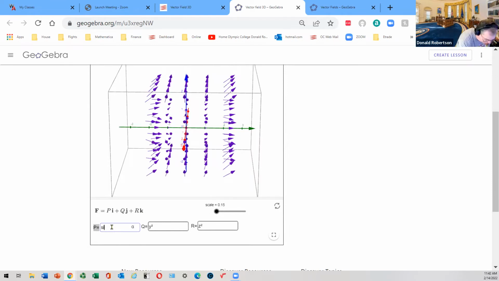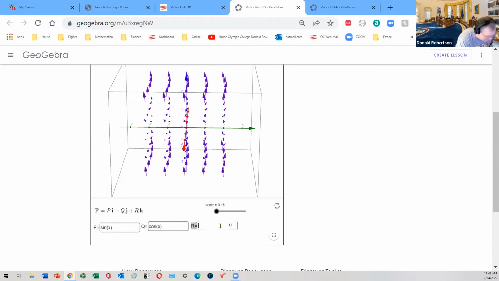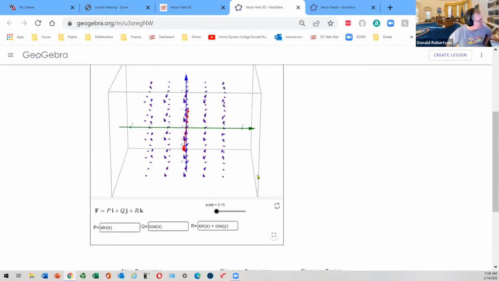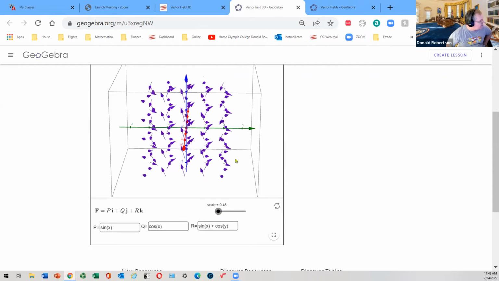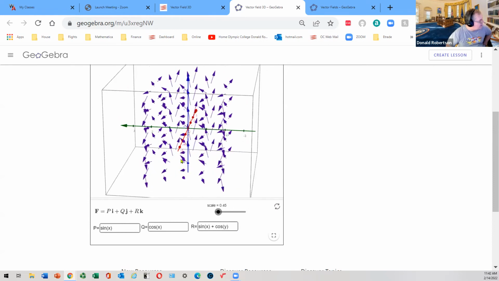This one can be quite interesting. I don't know if this will take a sine. I hope it does. Please take a sine. There's the sine of x. The cosine of x. And the sine of x plus the cosine of x. Or cosine of y, I should say. Maybe make it a little bit bigger. That is fascinating.